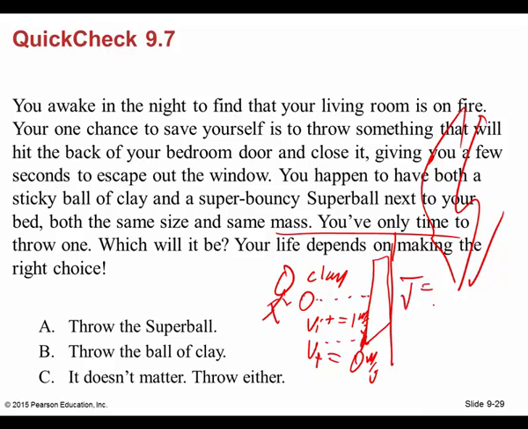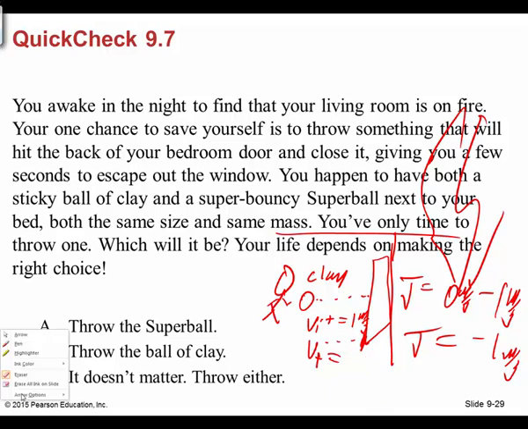Let's look at the impulse. J is equal to what? We're not going to worry about the mass, since the mass is the same. So the final velocity is 0 meters per second minus 1 meter per second. The impulse is negative 1 meter per second, isn't it? That's what we want. We want a negative impulse, so the door moves in the opposite direction and closes. Now, what if we throw the super ball with the same velocity and same mass, and it hits the door?